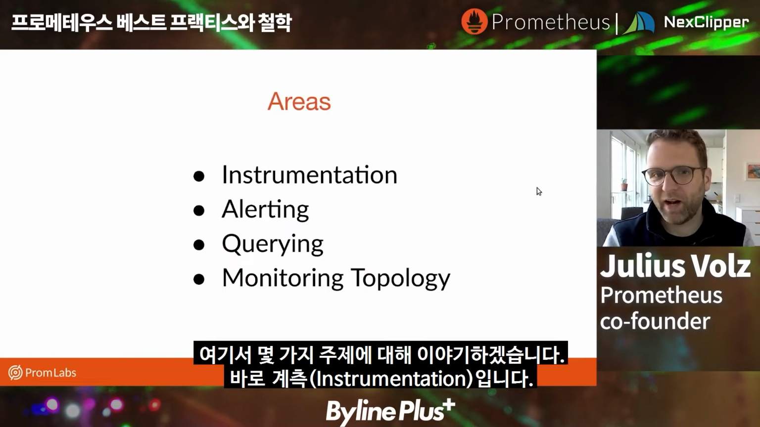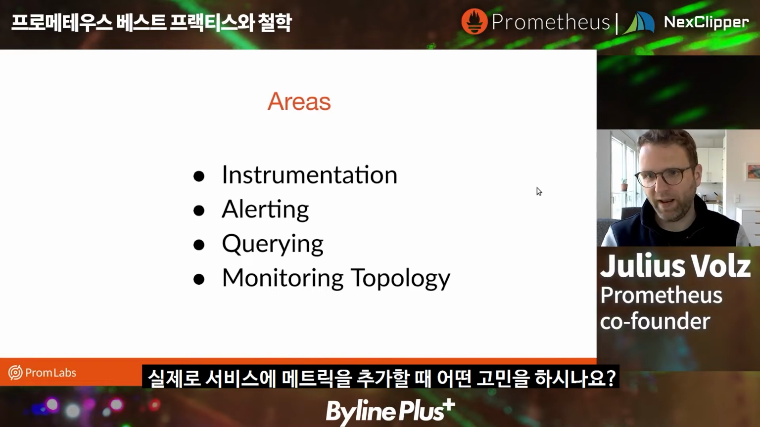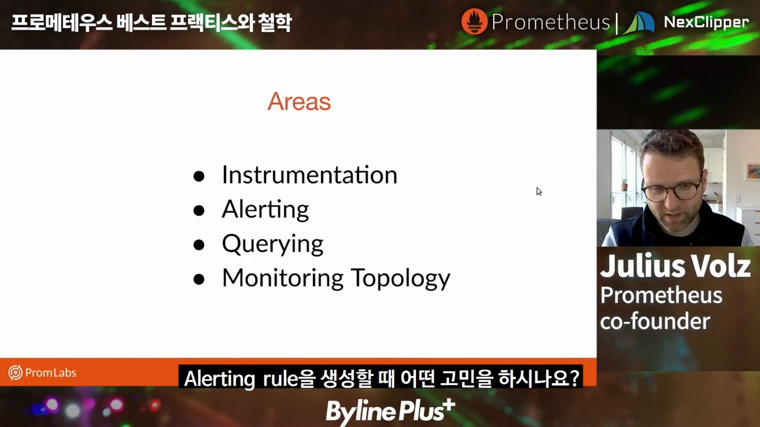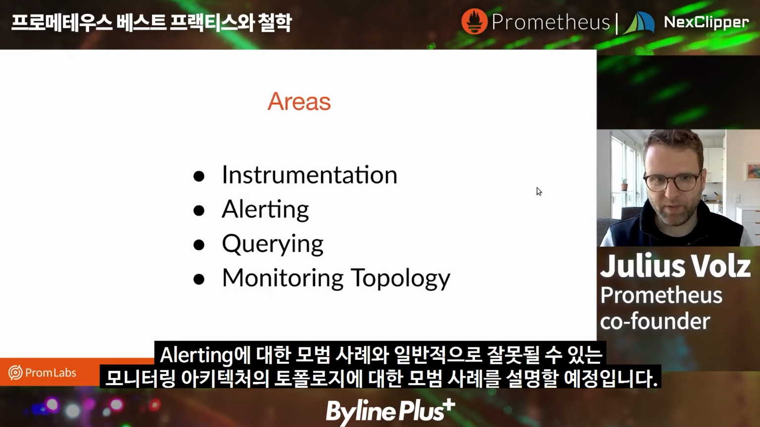I will talk about a couple of areas here. Instrumentation, so what to think about when you actually add metrics to your services. What to think about when creating alerting rules. Best practices for alerting, and then also topology, basically the monitoring architecture, typical things that can go wrong there.